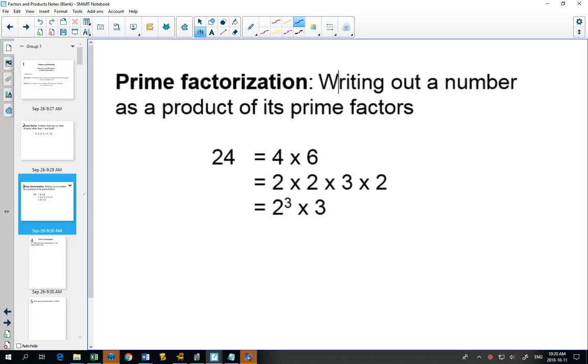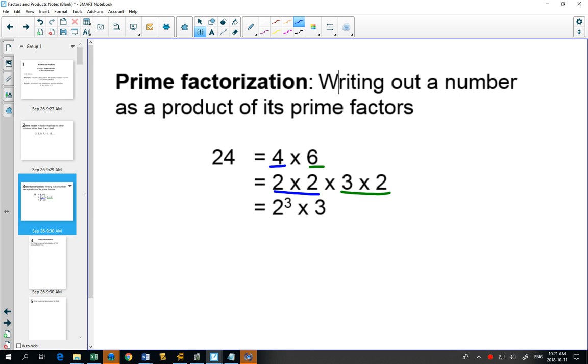So a little review of prime factorization. Prime factorization is when you break up a number so that all you have are multiples that are all prime numbers. So 24, we could break it up to be 4 times 6 to begin with. And then 4 is 2 times 2. 6 is 3 times 2. And in the end, those are all prime factors, 2 times 2 times 2 times 3. We could write that as 2 cubed times 3, and this would be a prime factorization.